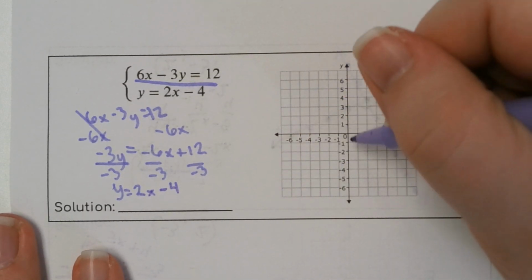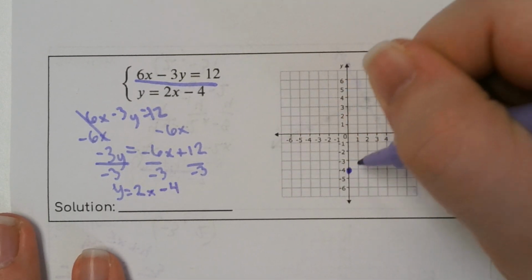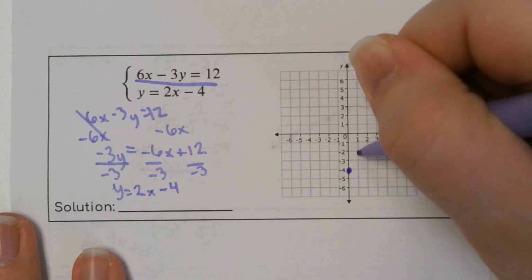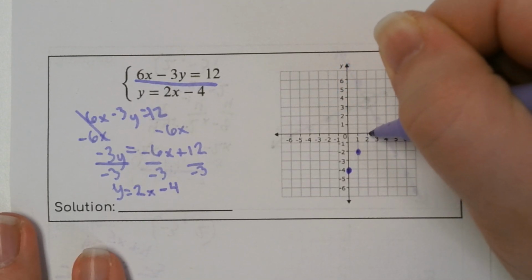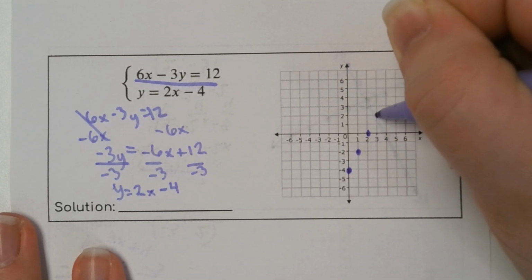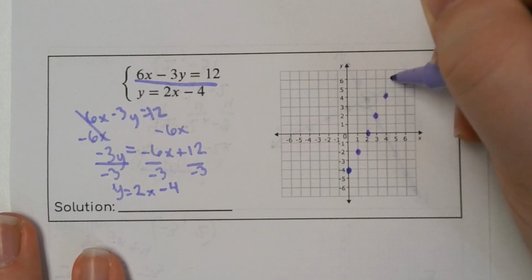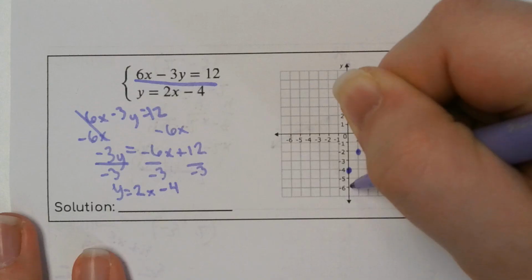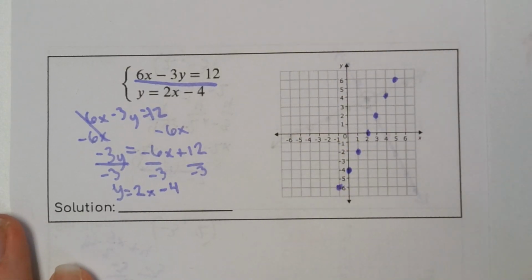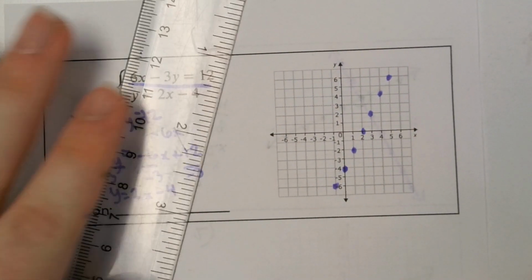So we're going to start at -4. Go up 2, right 1. Up 2, right 1. All the way up. You connect your points.